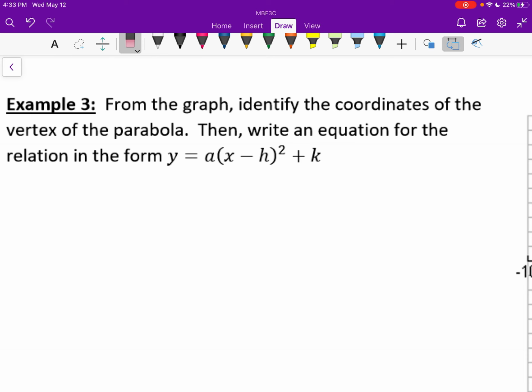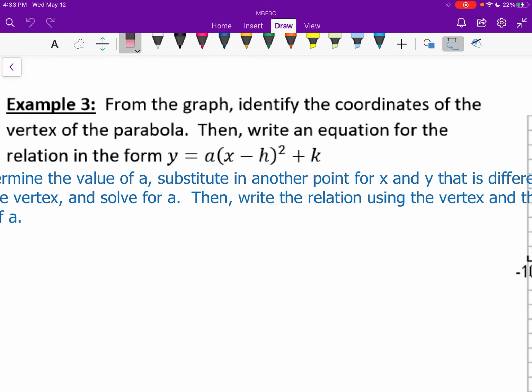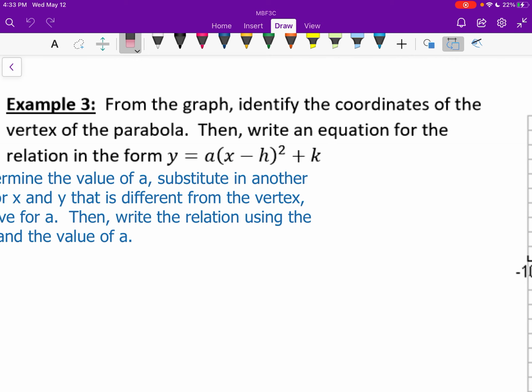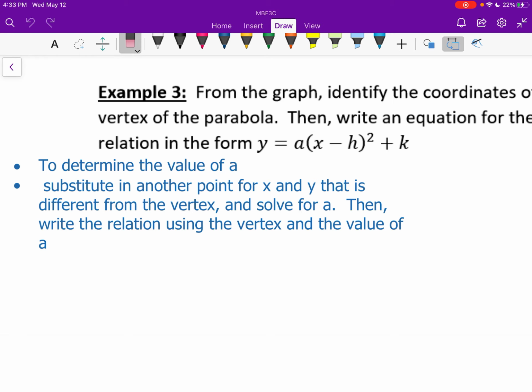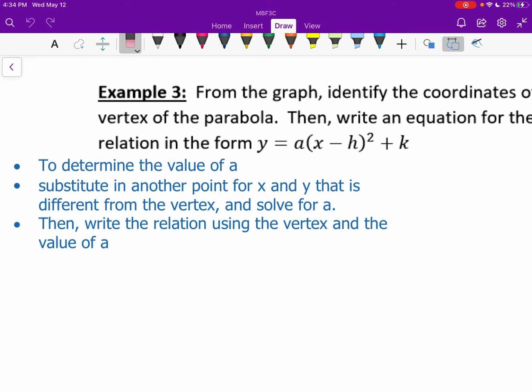So the steps that you are going to follow here are as follows. You're going to determine the value of a, right? So first things first, you're going to determine the value of a. Then you're going to substitute another point. So you're going to take either x or y that's different than the vertex. So you're not going to use 2 and 5 again. You're going to use another point on the graph. Then you're going to write the relation using the vertex and the value of a.